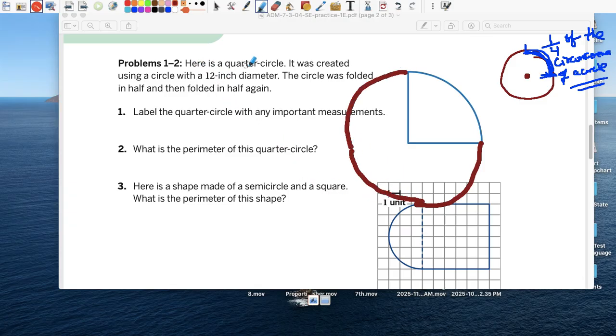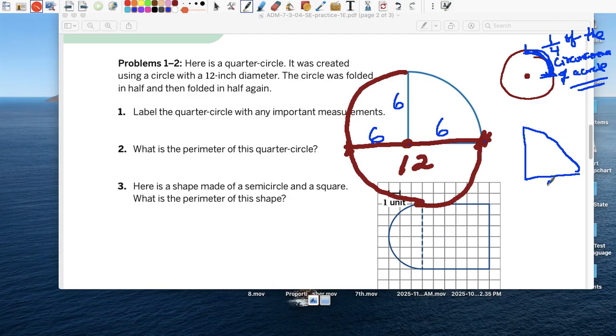So it's saying here's a quarter circle was created using a circle with a 12-inch diameter. So it means that if you were to walk from one edge to the edge, pass through the middle, is 12. But what if I wanted to just walk from the edge to the center? Then this would be 6, this would be 6, that would be 6, and any radius would be 6. Okay? So don't forget what our original picture looks like. It looks like this.